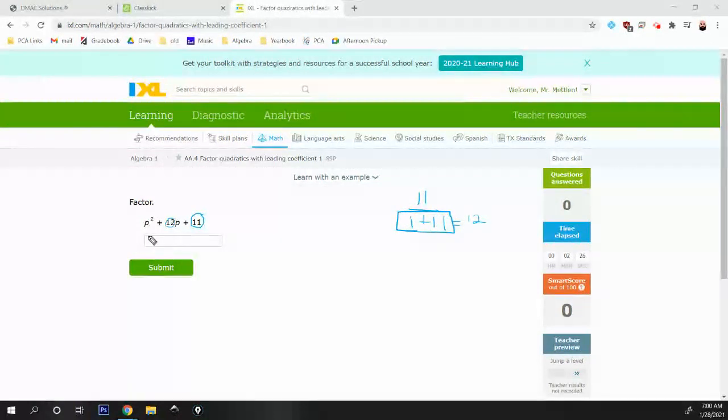Now, to write this, you take your variable, so in this case, p, and there's always going to be two sets of parentheses, and they're going to start with whatever the variable is. So I got two sets of parentheses. I'm going to start with a p and a p. Both of these were positive, so it's going to be plus and plus, and then we're going to put our numbers, so 1 and 11 that we got right here. The order technically doesn't matter. You could put the 11 here and the 1 here, but I always do the smallest number first.